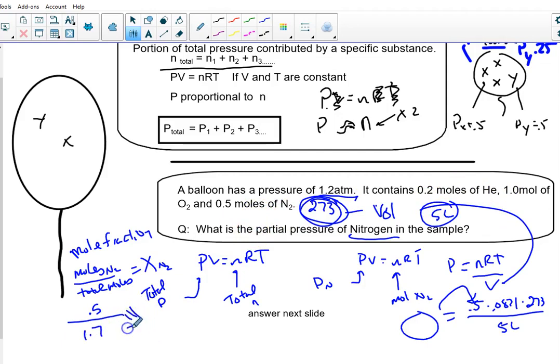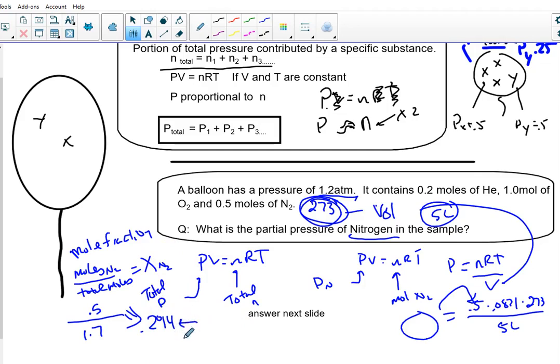If I multiply it times 100, that would be called the mole percent, and that's what we sometimes do. But this is mole fraction, so 0.5 divided by 1.7 would equal 0.294. That's 0.294 out of 1, or 29.4%, and that's the mole fraction. So when we figure out the percentage, it's that percentage of the total.